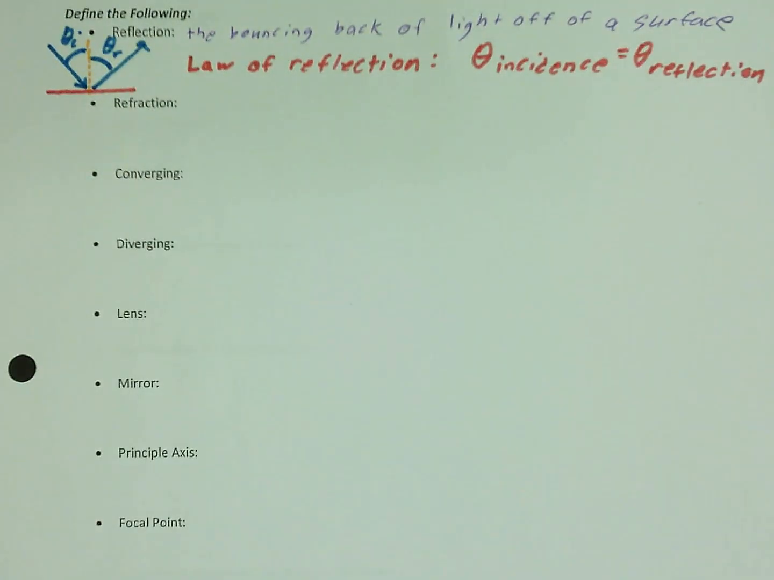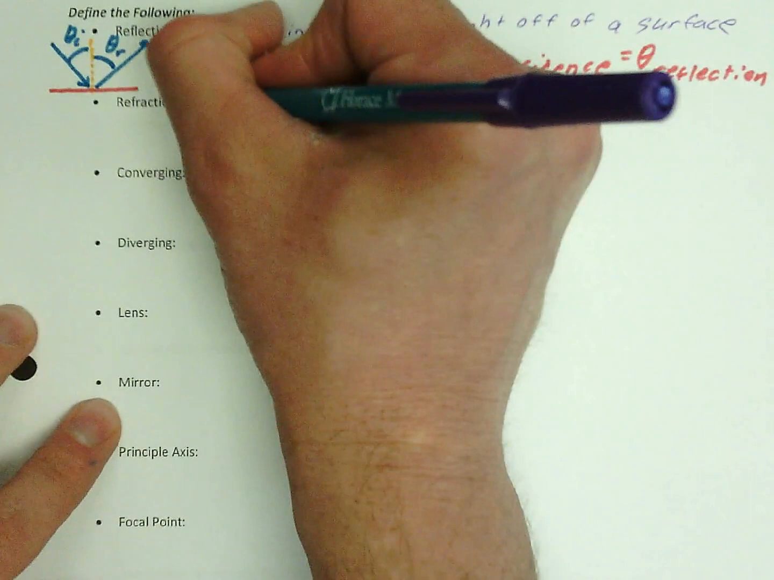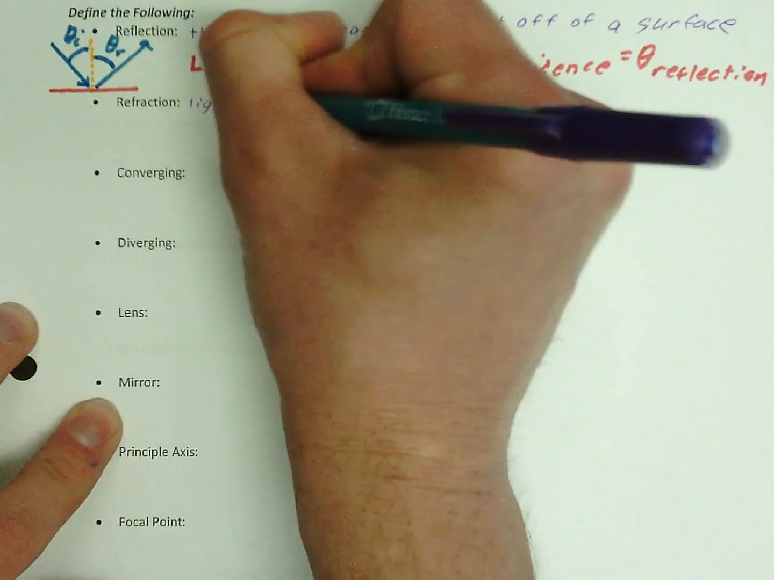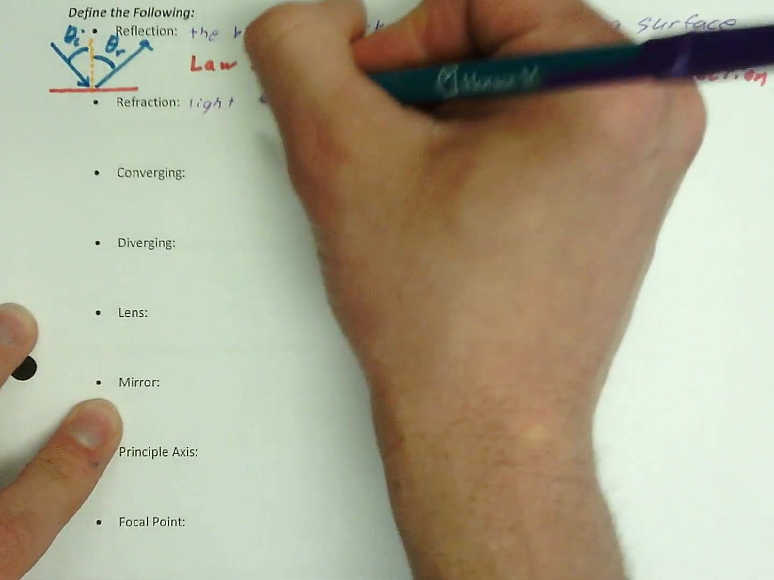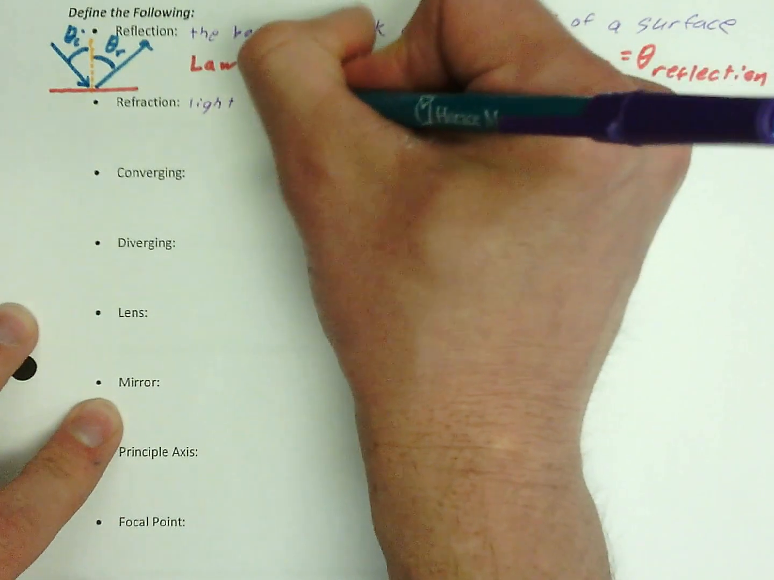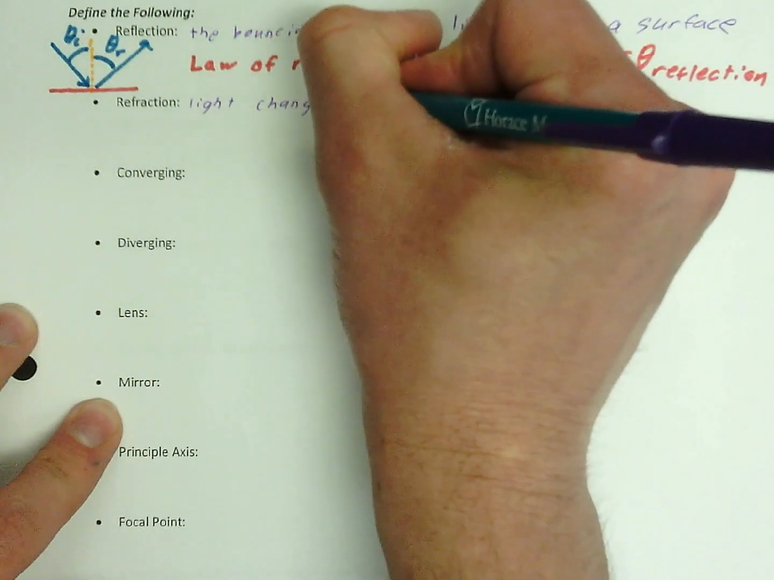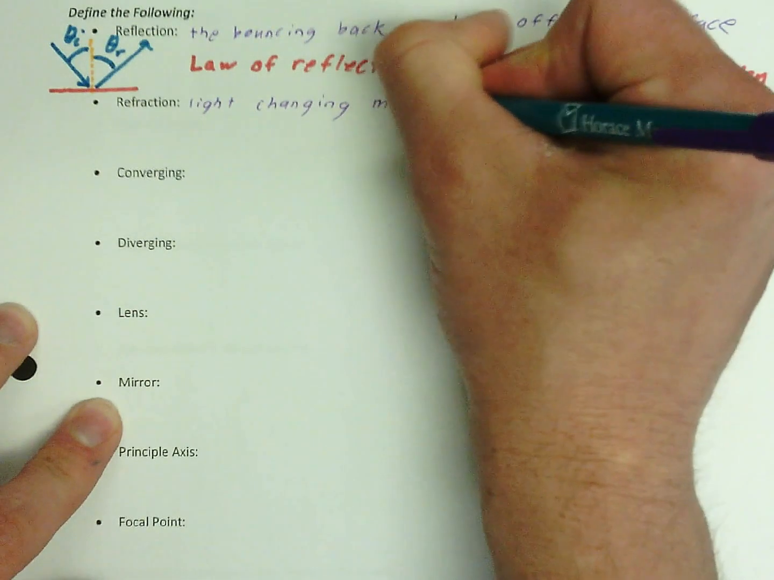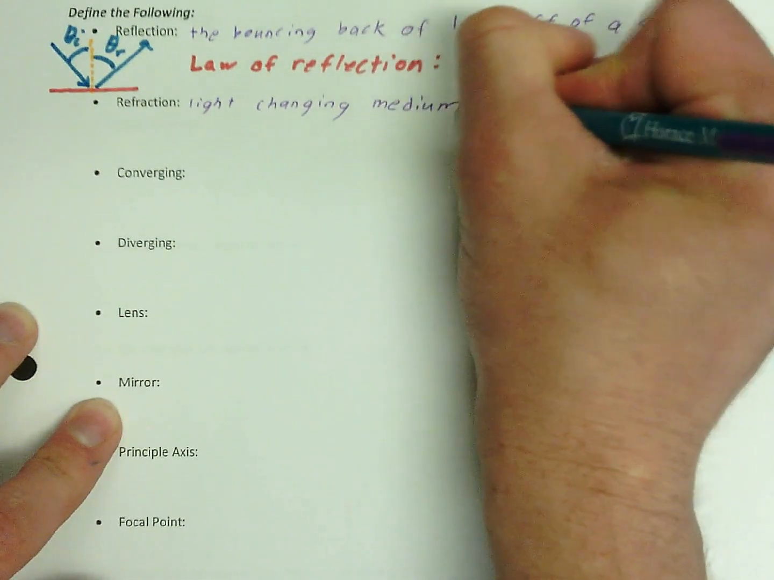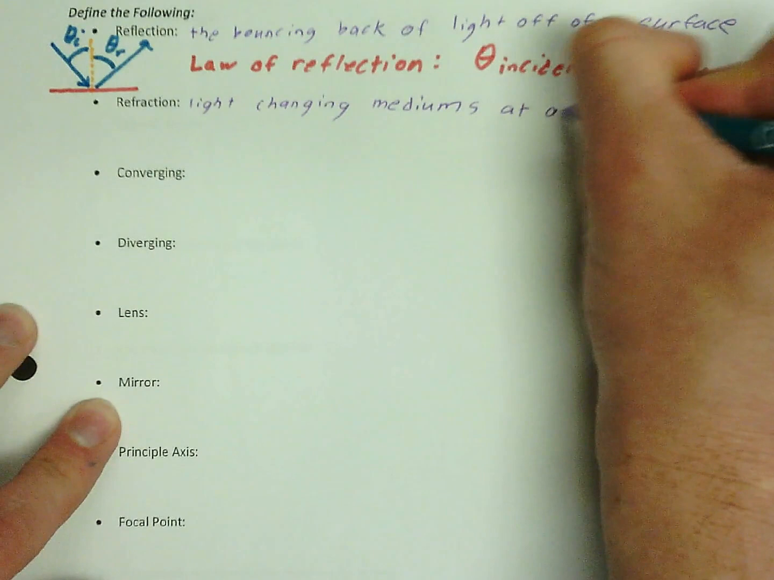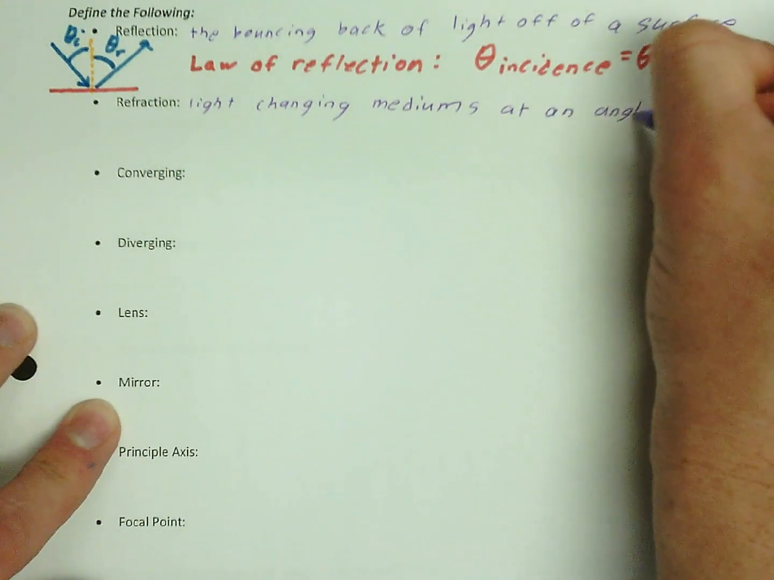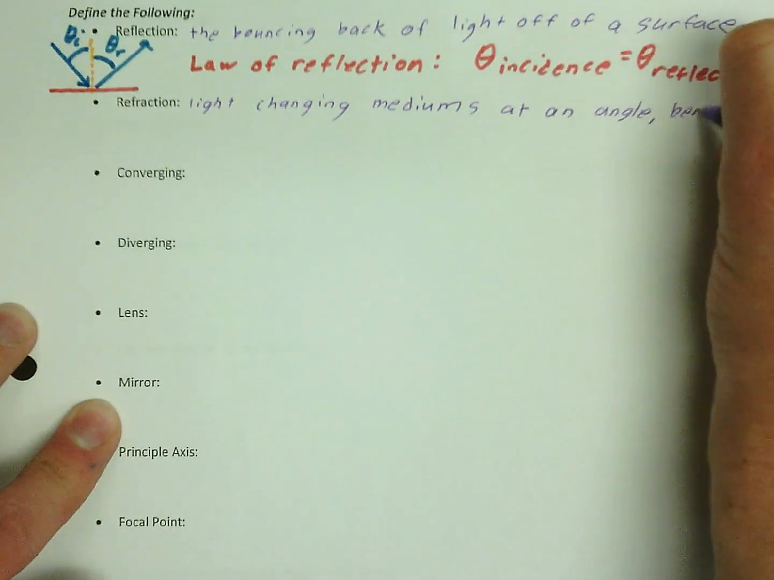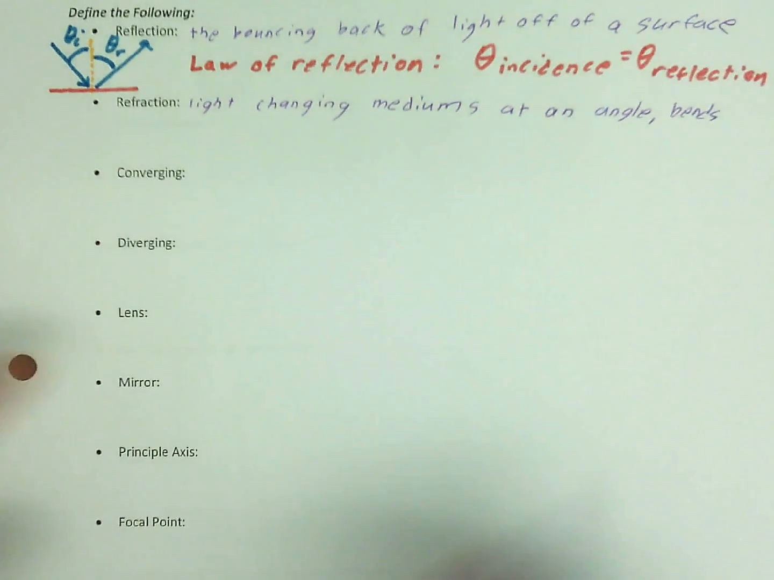So, refraction. Refraction is when light bends when it enters into an angle. So, light changing mediums at an angle bends. So when light comes in at an angle, it's going to bend.